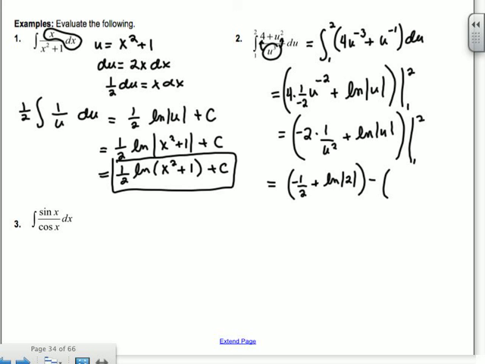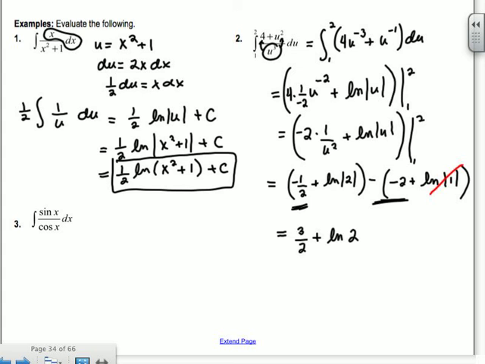Minus, when you plug in 1, you get negative 2 plus natural log of 1. Natural log of 1 is just 0, so it goes away. So you have negative 1/2 plus 2, because you have negative 2. So 2 minus 1/2 is 1.5, so 3 over 2. So you get 3 over 2 plus natural log of 2.